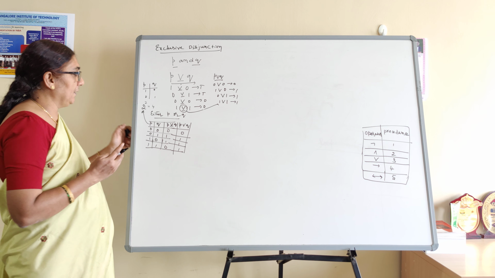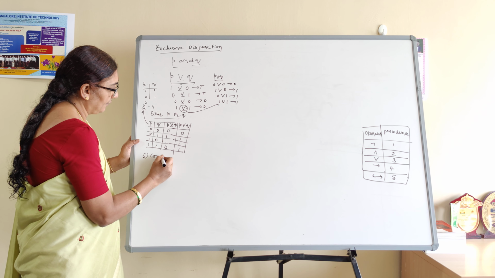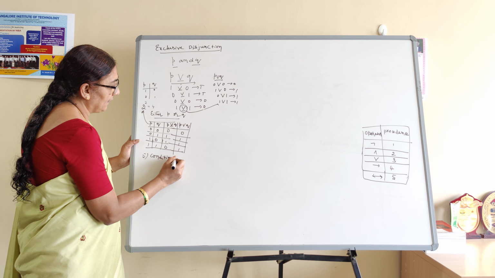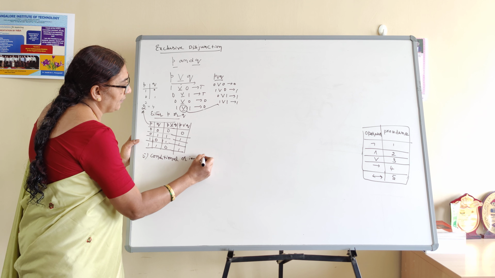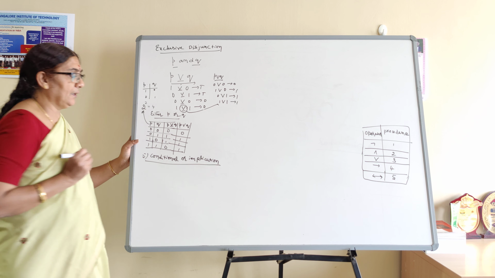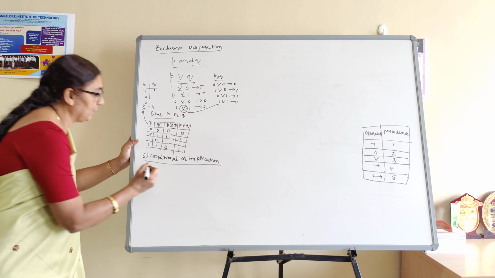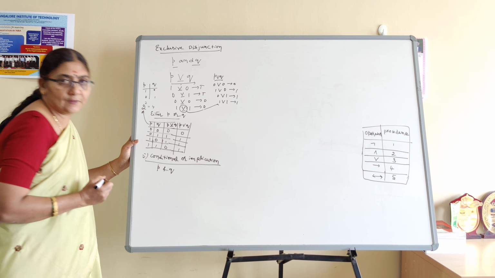Next, let us move on to the fifth one, the conditional. The fifth one is conditional, or implication. The meaning is the same. Again, if you want to define a conditional or implication, you require at least two propositions, say P and Q are two propositions.